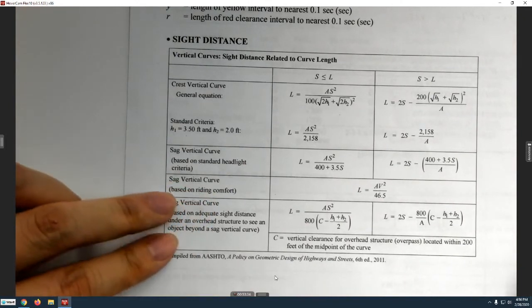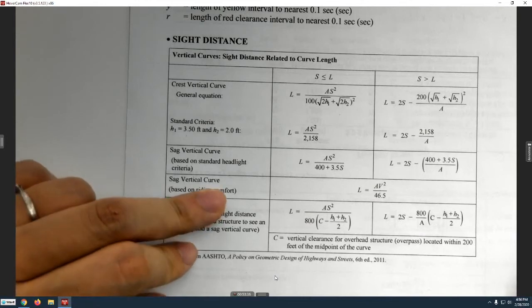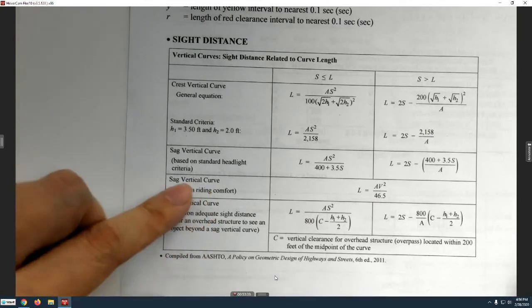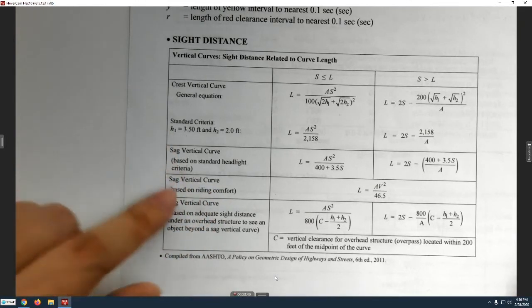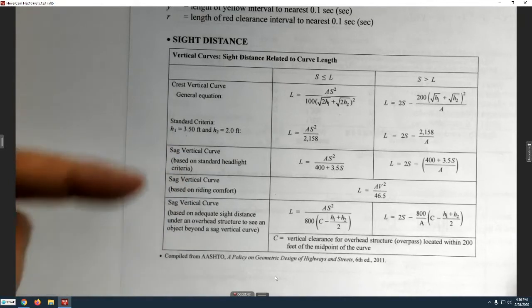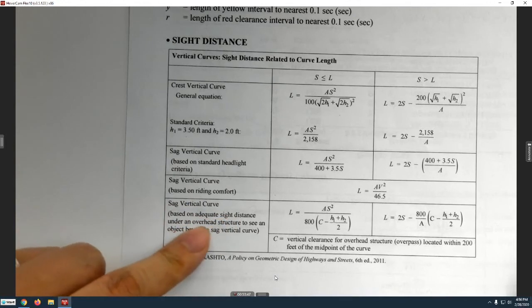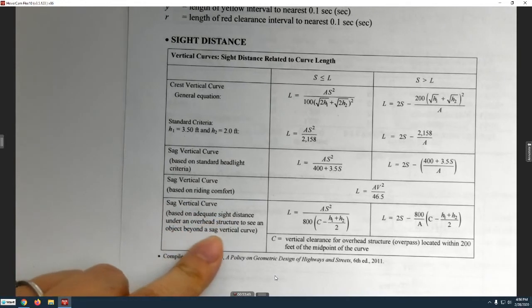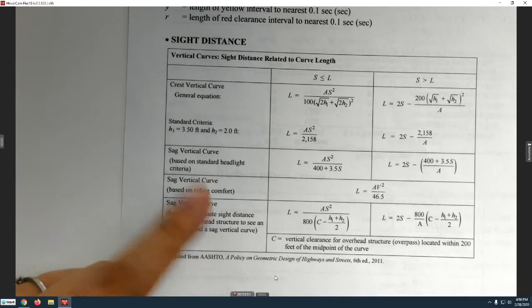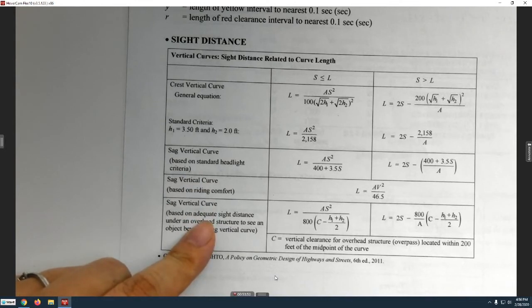Sag vertical curve based on riding comfort. I haven't seen this one tested, but you know what this is for. And another one is sag vertical curve based on adequate sight distance and an overhead structure, to see an object beyond the sag curve. This one we didn't cover in class, but it could be tested in the FE test.